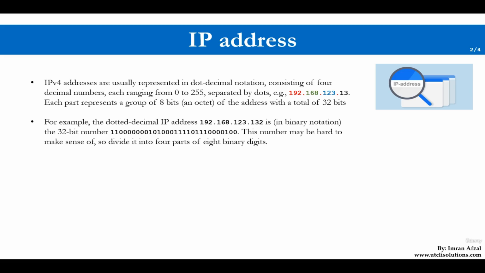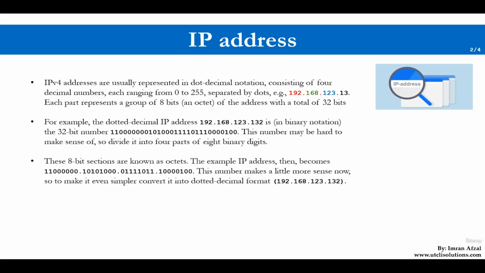So for example, the dotted decimal IP address 192.168.123.132 in binary notation. When you convert that decimal to binary, it comes out as 1 followed by a long string of digits, right? This number may be very hard to make sense of, right? So divide it into four parts of 8 binary digits. So let's go ahead and do that. These 8-bit sections are known as octets, right? The example IP address then becomes like this.